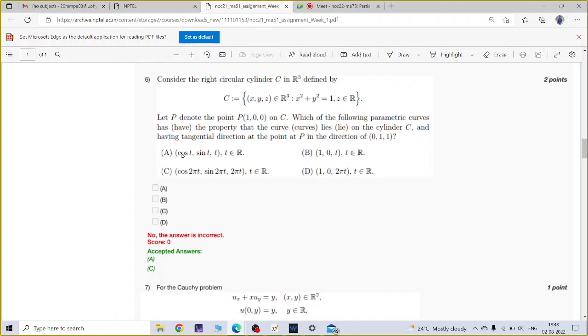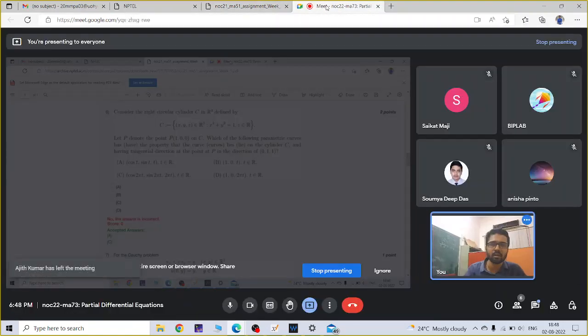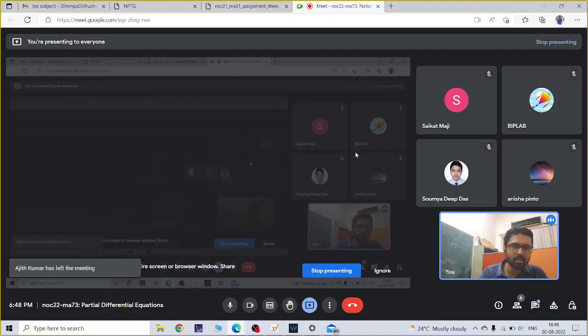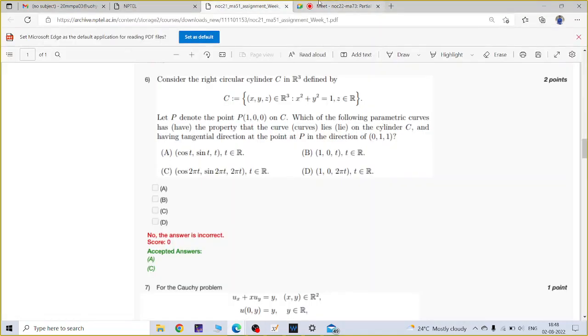Anyone? Biplab or Somadeep and other persons there. Biplab is there. Other person, Somadeep or Anisha, tell me just within 2 minutes. Sir, here cos square t plus sin square t is 1 for any t. So yes, it satisfies the condition.